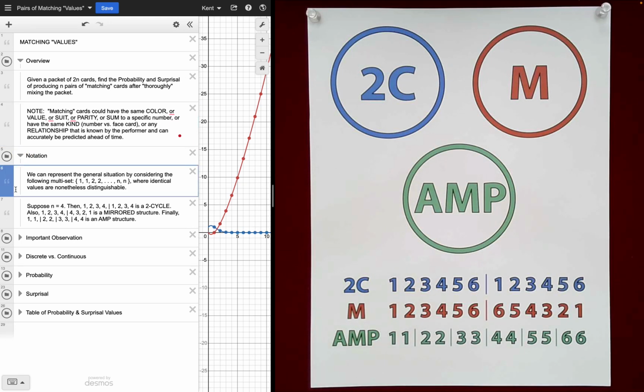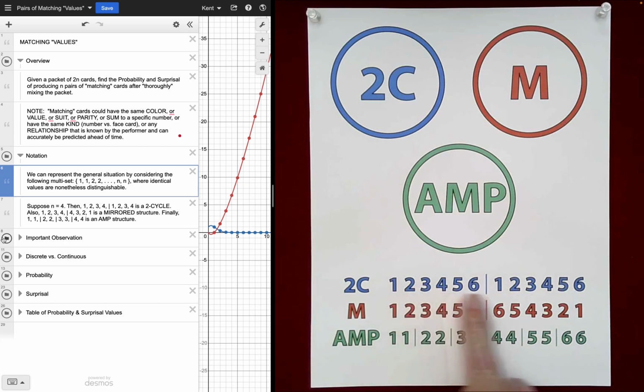Notation. We can represent the general situation by considering the following multiset, 1, 1, 2, 2, up to n, n, where identical values are nonetheless distinguishable. Okay? So in mathematics, most of the viewers probably are not accustomed to working with multisets. So this is where we're allowing a particular value to be listed more than once. Here, each one's being listed twice. But nonetheless, we are viewing them as distinguishable, just as mentioned here.